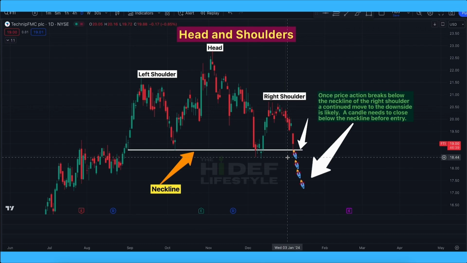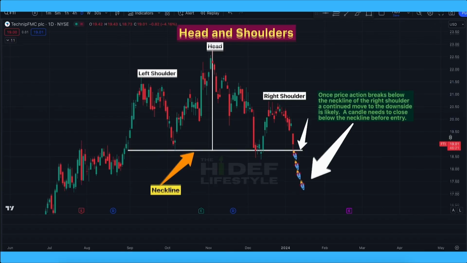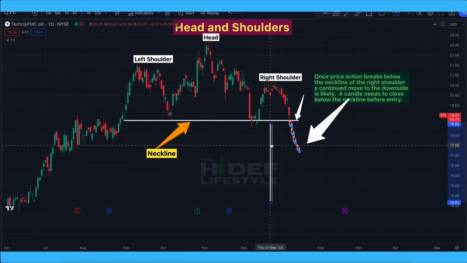When it goes to the downside, let's take our tool here and draw a line. This line is going to be from the top of the head all the way to the neckline. Once you've drawn that line, let's say price action breaks the neckline right here. You're just going to take this line and move it right to that area. Match it up.